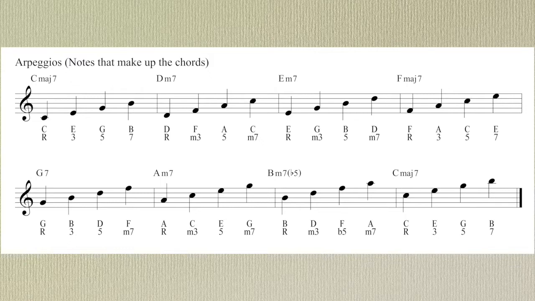A minor 7 is A, C, E, and G, and again that's going to give you the root, minor 3rd, 5th, minor 7th. Then B minor 7 flat 5 is B, D, F, A, a half diminished chord. Minor 7 flat 5 like this is the root, minor 3rd, then a flat 5 and a minor 7th. From there we're back to C major 7 again, just an octave higher.